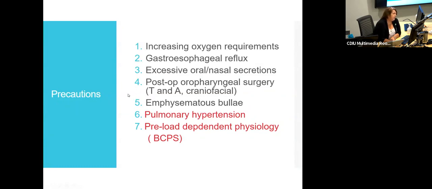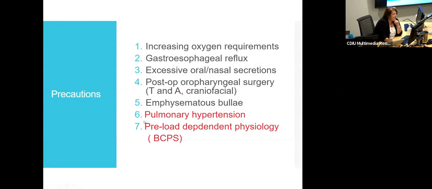You have to be really careful if the child is post-operative oropharyngeal surgery, like a recent surgery, say a tonsils and adenoidectomy. Those that have craniofacial surgeries, sometimes there's still connections, so you don't want to be putting anything under pressure that can precipitate an embolism. Emphysematous bullae, you can overextend those areas just like you would if you were using regular ventilation.